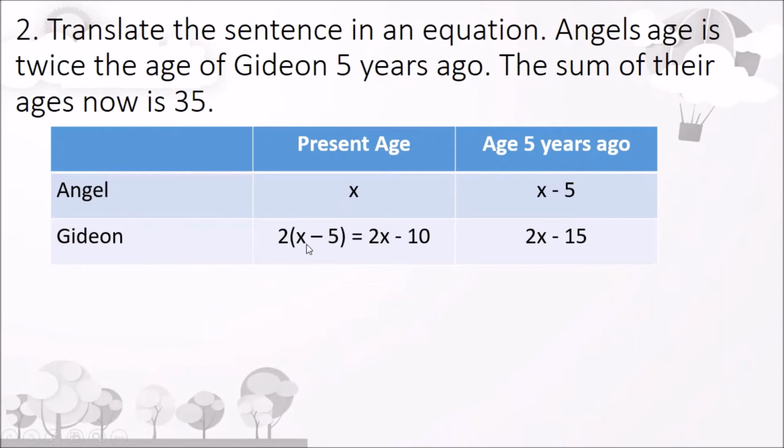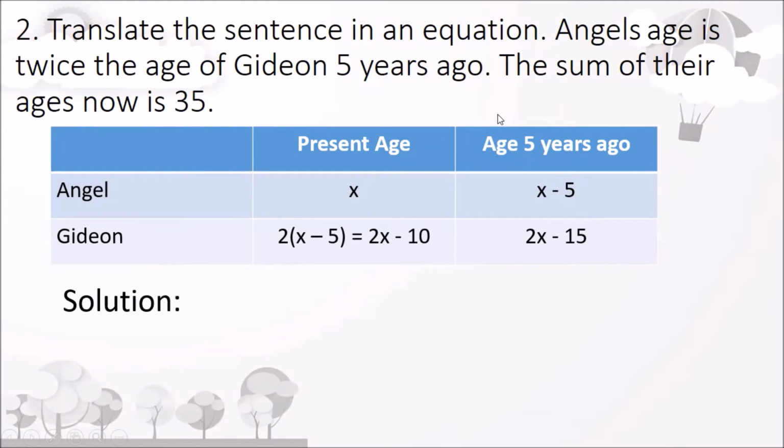Distributive property: 2 times x is 2x, and 2 times negative 5 is negative 10, or minus 10. Kaya 2x minus 10 siya. Then 5 years ago, so subtract by 5, kaya x minus 5. And 2x minus 10 minus 5 is 2x minus 15.